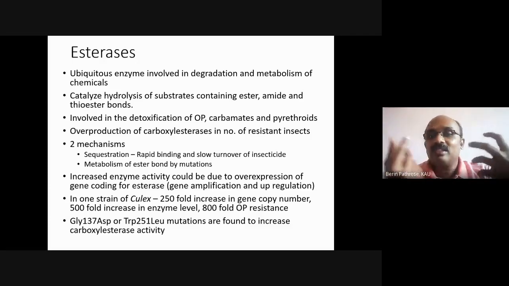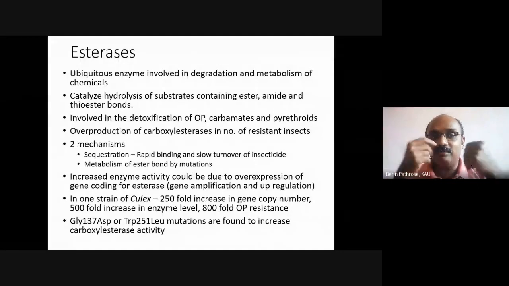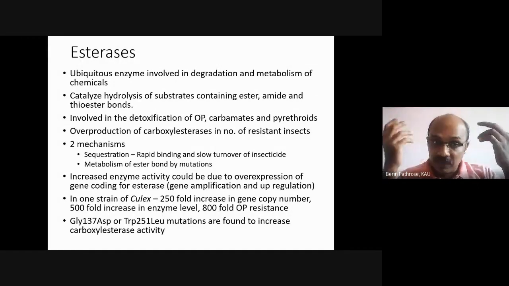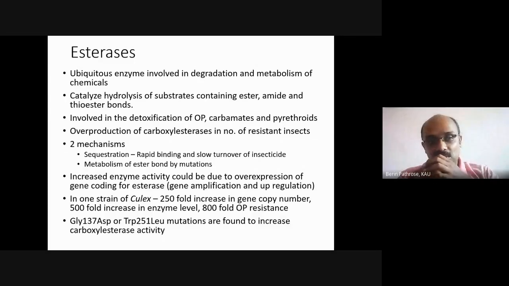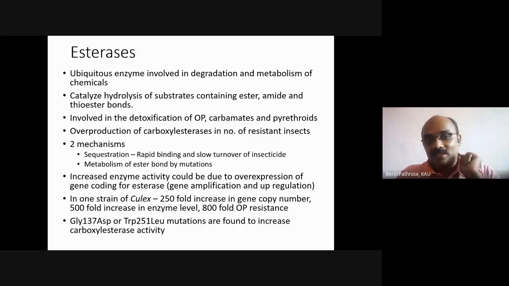And how does this level of esterase increase? What is the mechanism of detoxification? One mechanism of increase in detoxification level is gene amplification and upregulation. Gene amplification, as we have seen in the earlier picture, there we have seen that instead of the susceptible individual having only one copy of the gene, the resistant individuals were having 4 copies of the gene.